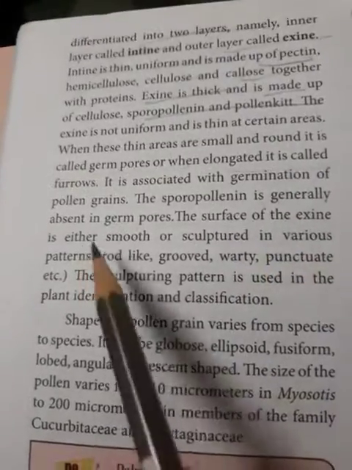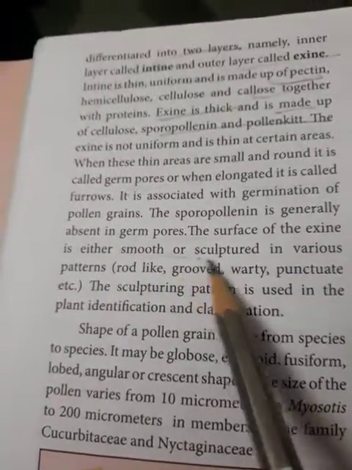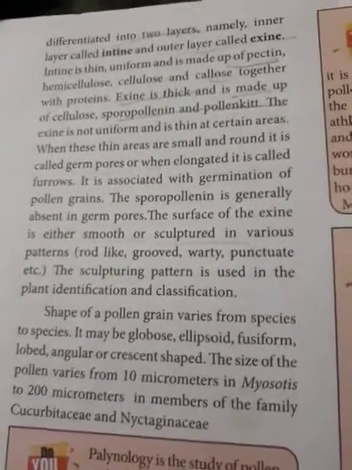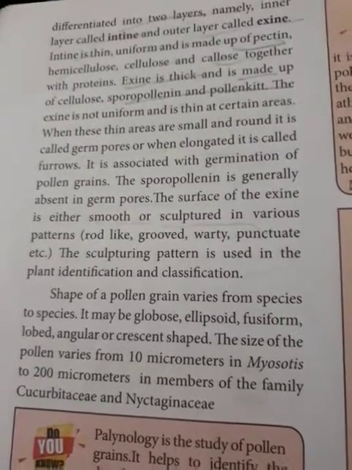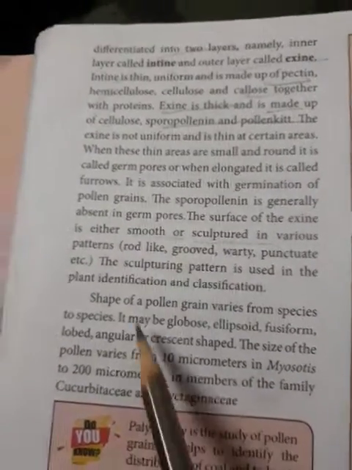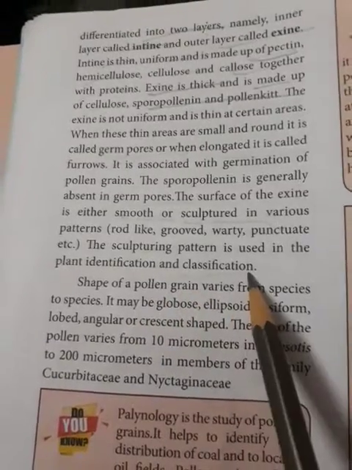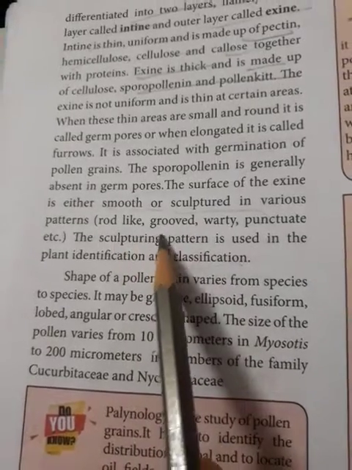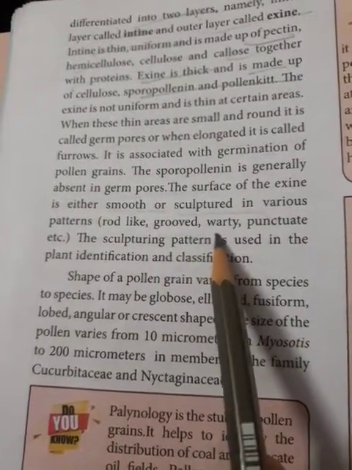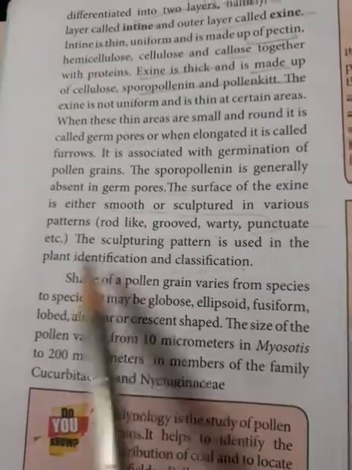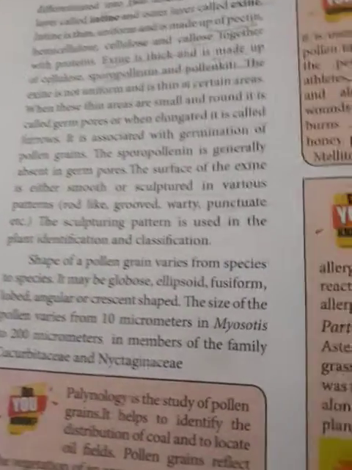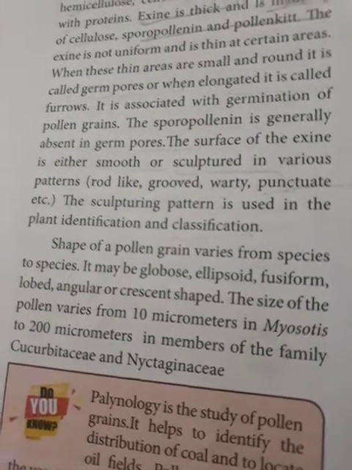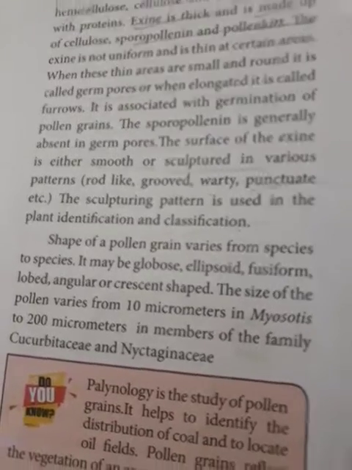The surface of the exine is either smooth or sculptured. Sculptured means certain depositions will be present in a certain definite arrangement, which is used in plant identification and classification. What type of sculptures will be there? Maybe rod-like structures will be present on the exine, maybe grouped structures, maybe warty structures, maybe punctuate structures, which are considered an identifying character for the pollen grains and the plant also.